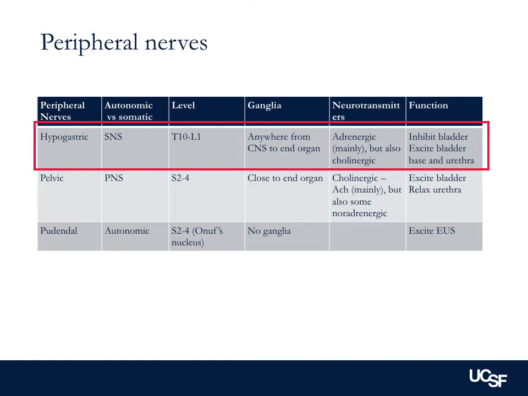And the function of the hypogastric nerve in the sympathetic nervous system is to inhibit the bladder from contracting and to excite the bladder base and urethra. So this is what happens during the storage phase.